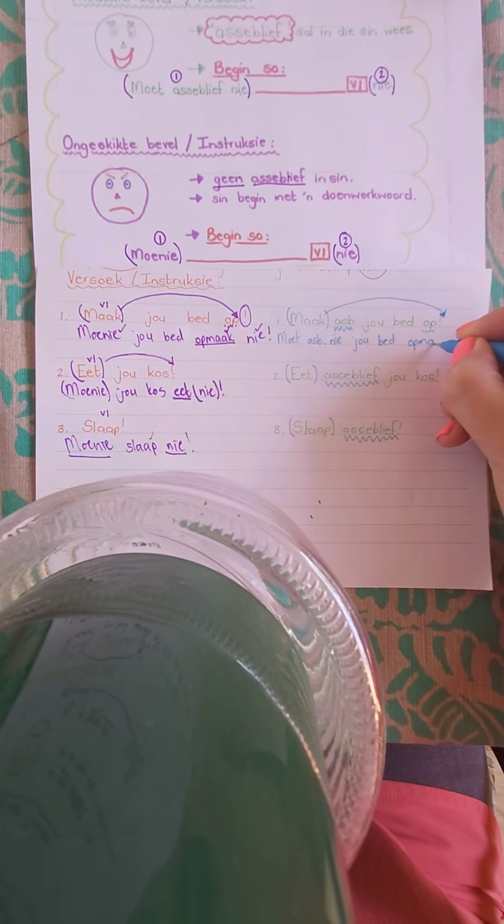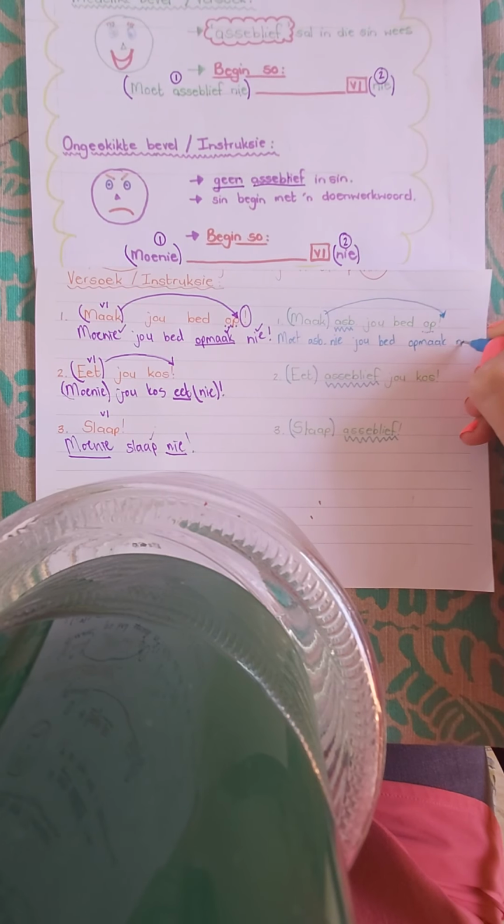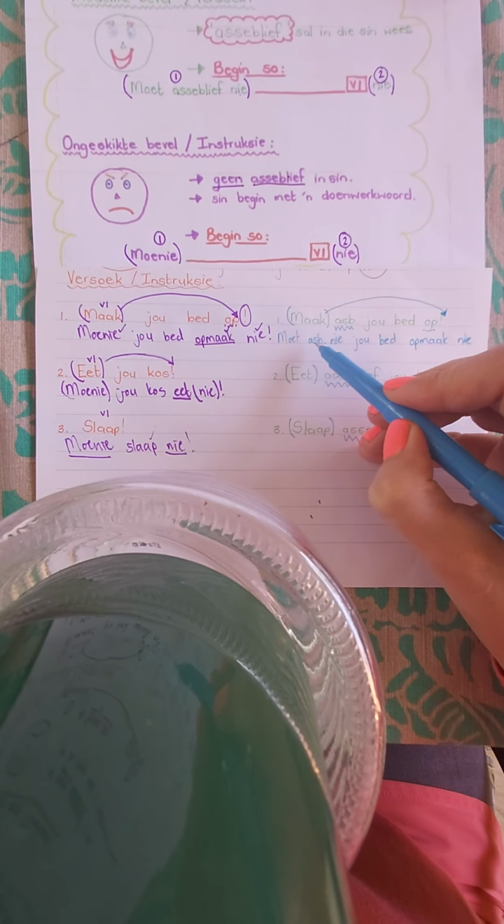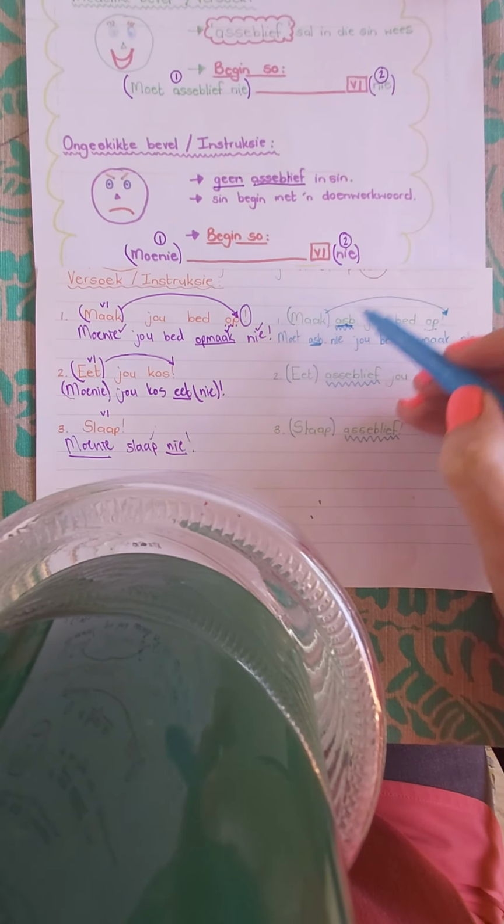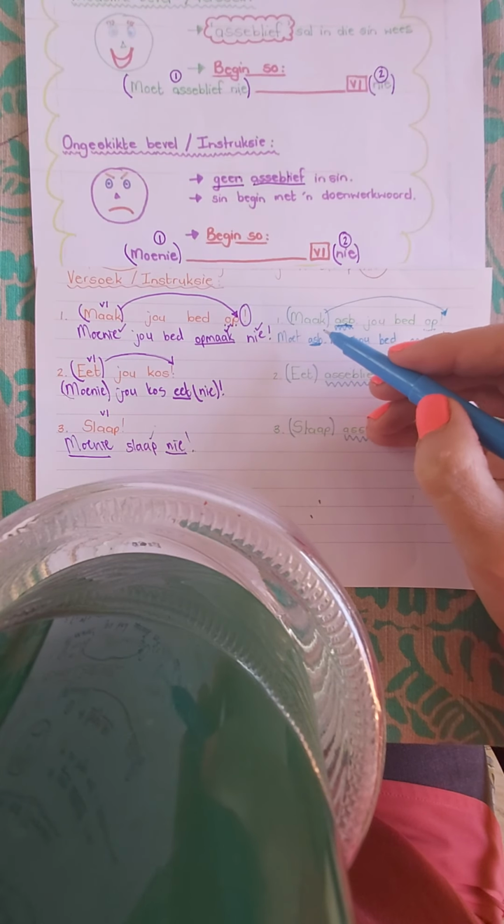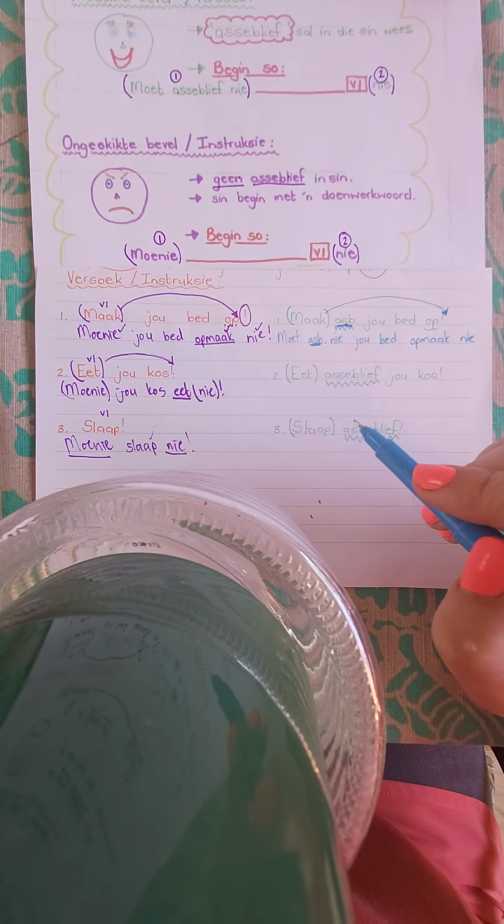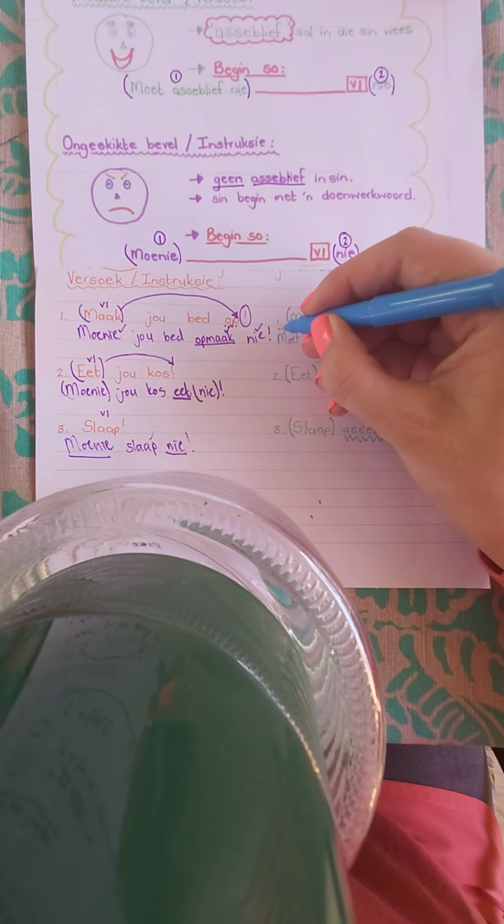opmaak, one word, nie. Remember, because I already add the asseblief here, I'm not going to add the asseblief that's in the sentence as well. I can't have 2 asseblief. There's only one asseblief, and the asseblief is already covered in the way that we're answering the request. So, I check.